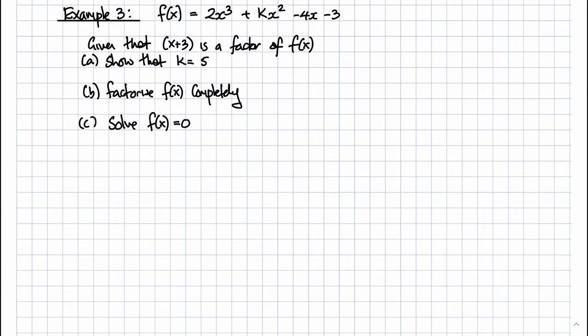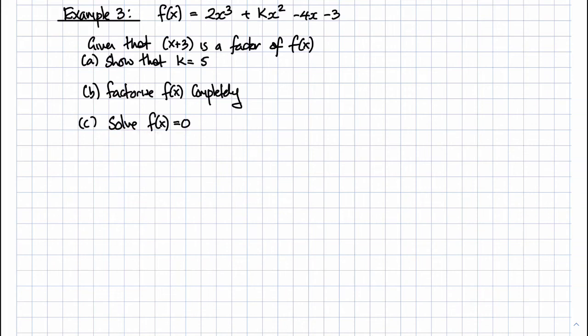Right, final example. Now this is a slightly more tricky one. Given that f of x is equal to 2x cubed plus kx squared, so straight away that tells me that we might need to work out what this value for k is, minus 4x minus 3. And we've been given some information. It says given that x plus 3 is a factor of f of x, we need to show that k is equal to 5. Then we need to factorize, and then we're going to solve.